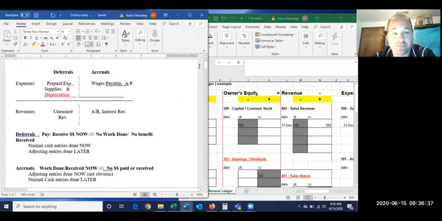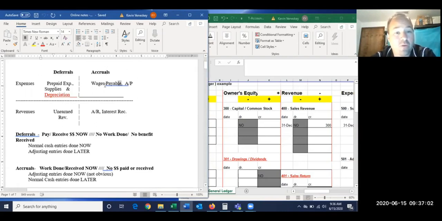Quadrant 3. Now we're looking at the opposite of a deferral. A deferral is money now, benefit later. We're deferring the benefit. The accrual is just the opposite. The benefit comes now, payment is later. Payment, either we are paying it or our customer is paying us. Either way, it's the same.